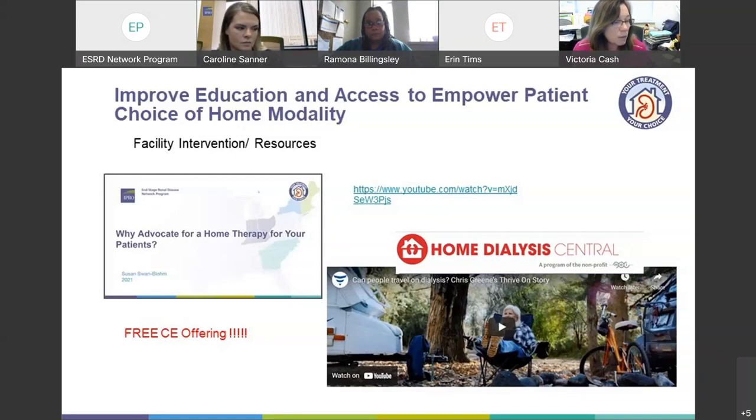And then we've also promoted the use of this Home Dialysis Central. It has a lot of stories from patients about, this is a lady camping obviously and enjoying living life and being able to do what she wants because she now does her own dialysis and has her own schedule. So Thrive on Dialysis is a great little group of vignettes about patients talking to patients about home.